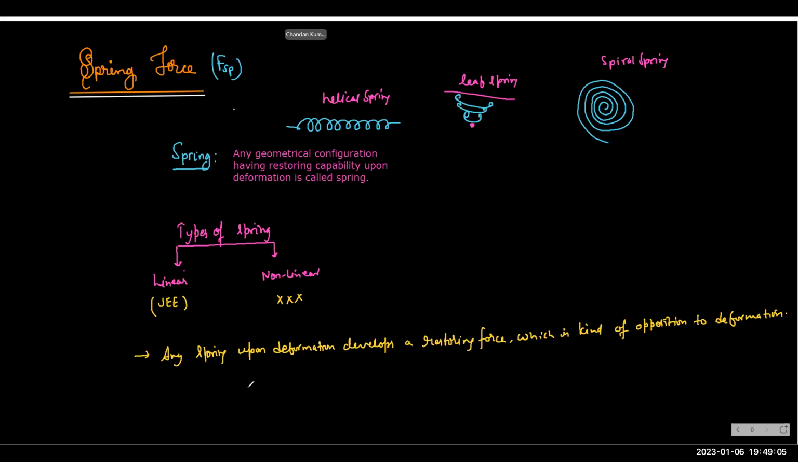Yeah, wrong way. Correct. So any spring upon deformation develops a resisting force, which is kind of opposition to the deformation. We are talking about the linear deformation. Okay. So we will discuss about linear deformation only.